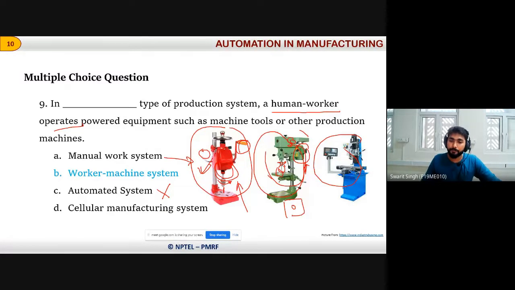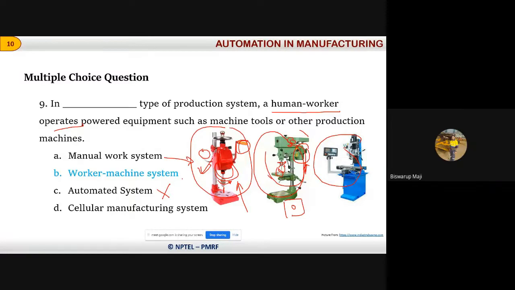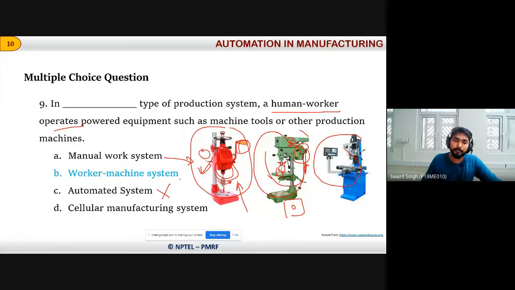So this machine comes under which system? Worker machine system. Why not manual system? Yes, this comes under the worker machine system. For the manual work system, what I said is you have to apply the force, you have to apply your own energy, or an operator is applying his energy and performing all the operation. Here we are not going to input our energy for performing the drilling operation. The force that is required to drill any workpiece or any component is coming from this machine, this electrical motor, generally termed as a machine, right? So this comes under the worker machine system.